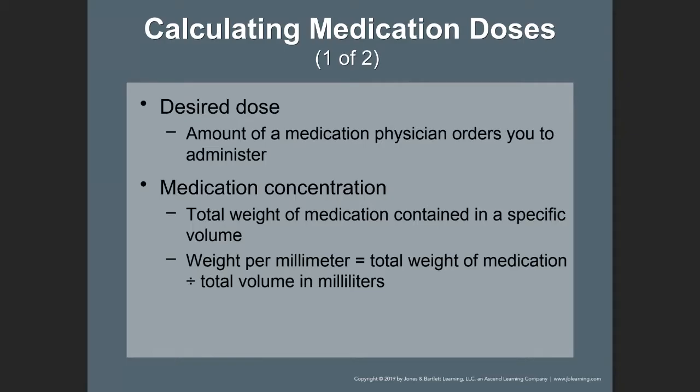Weight per milliliter equals the total weight of a medication divided by total volume in milliliters. All that is saying is if you want to know the exact concentration, and the exact concentration is how much of the drug would be available in 1 ml, you divide the amount of drug available by the amount of ml available. So amount of drug divided by the amount of fluid available will give you the exact concentration.